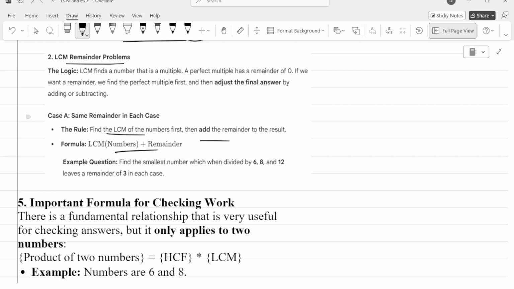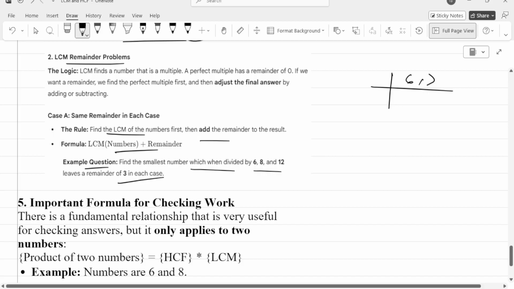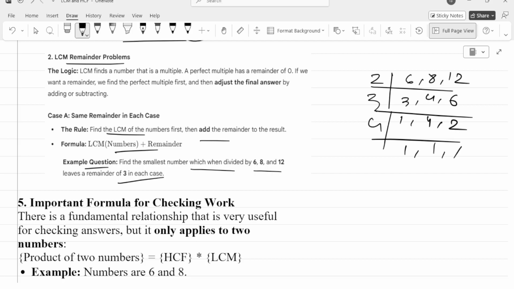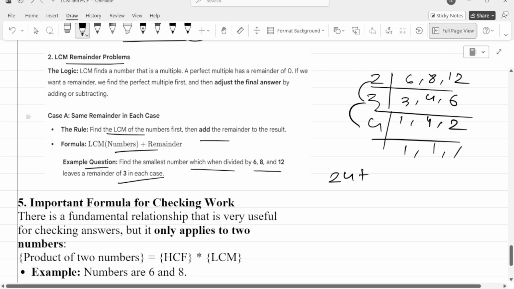Now we take an example for explaining. Find the smallest number which when divided by 6 and 12 leaves remainder 3 in each case. First we take 6 and 12 and find the LCM. 2 threes are 6, 3 ones are 3, 4 and 2, and that comes in the 4 table. 4 into 3 is 12, 12 into 2 is 24, plus the remainder 3, we just add it on.